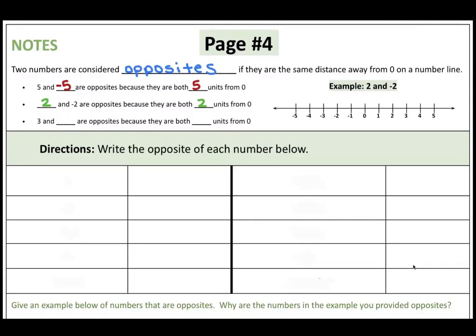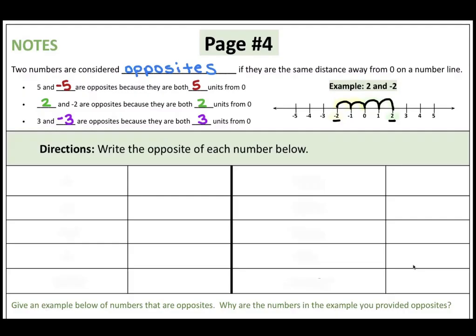And I want you to fill this in on the number line to the right as well. So if we have negative 2 and 2, we can see that 2 is 2 spaces from 0 and negative 2 is 2 spaces from 0. They are opposites. And then our last note, 3 and negative 3 are opposites because they're both 3 units from 0. So in this section below, you're going to write the opposite of each number.